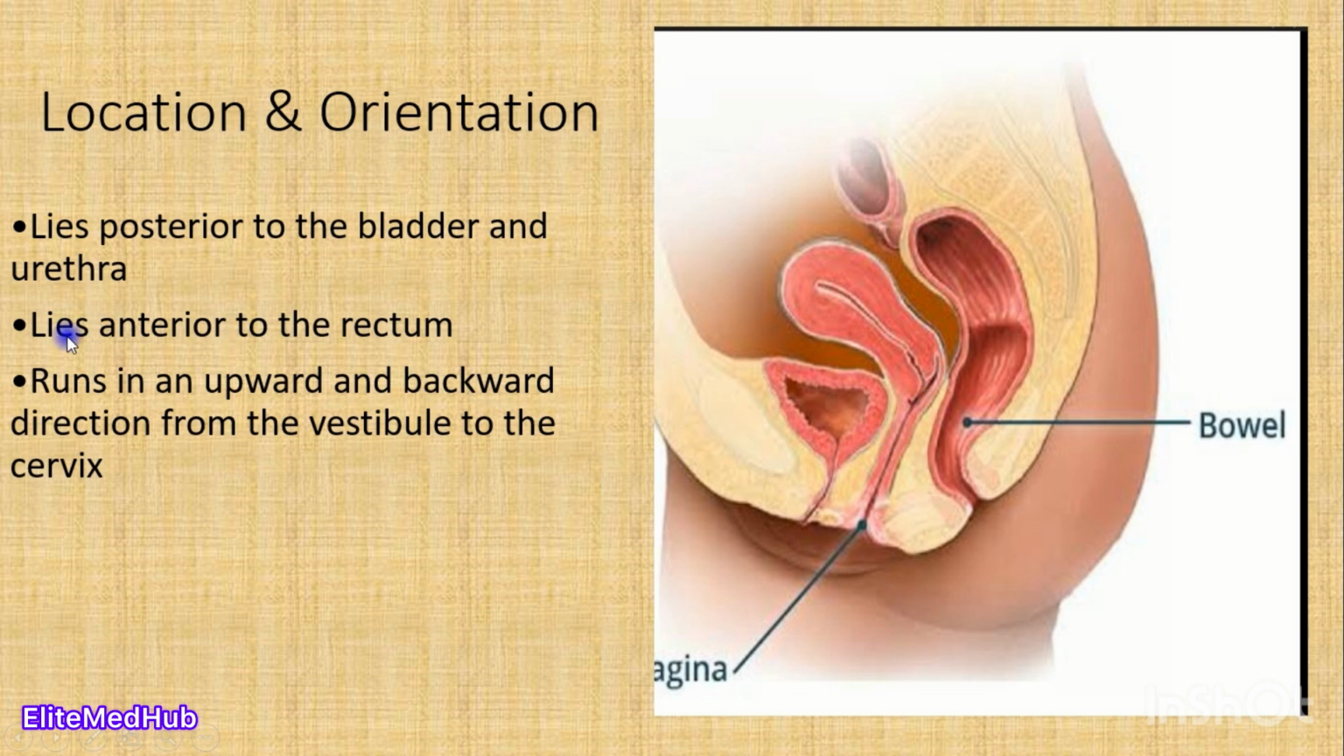The vagina also lies anterior to the rectum. You see the rectum right here. You see the vagina lying anterior to the rectum, or in other words, you can see the rectum lies posterior to the vagina. It runs in an upward and backward direction from the vestibule to the cervix. So this is the vestibule here. The vagina runs upwards but does not go straight. It goes backwards towards this direction to the cervix here.